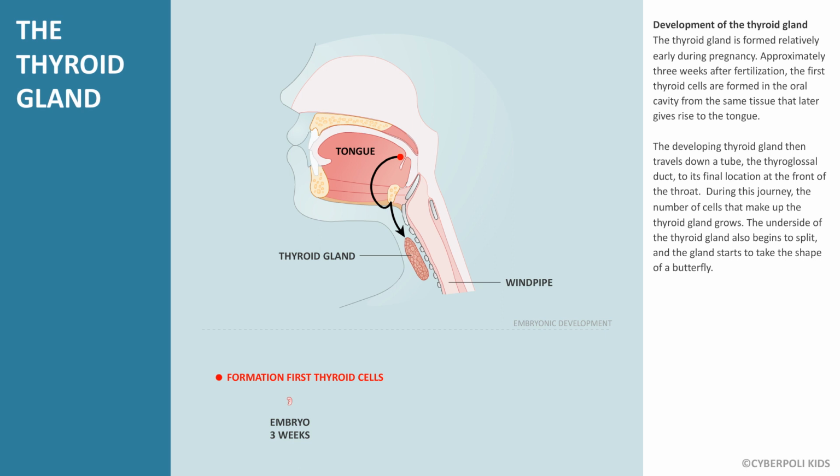During this journey, the number of cells that make up the thyroid gland grows. The underside of the thyroid gland also begins to split, and the gland starts to take the shape of a butterfly.